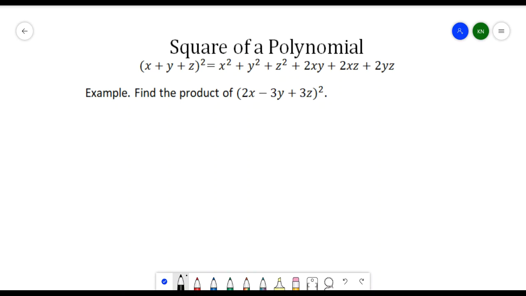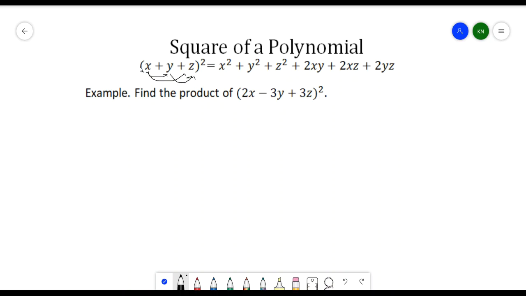So the last type of our special product is the square of a polynomial. So we have x plus y plus z, squared, that is equivalent to x squared plus y squared plus z squared plus 2xy plus 2xz plus 2yz. So it's easy to remember because the thing that you need to remember is you need to square all of this, and then after you square that, you have to add that with the multiplication of xy and xz and multiplication of y and z.